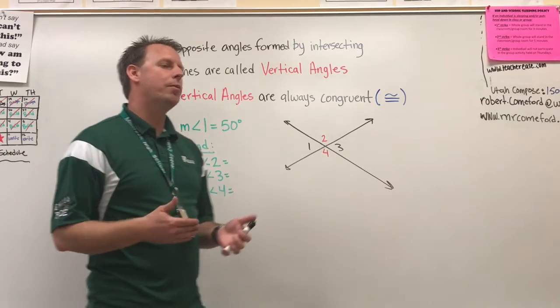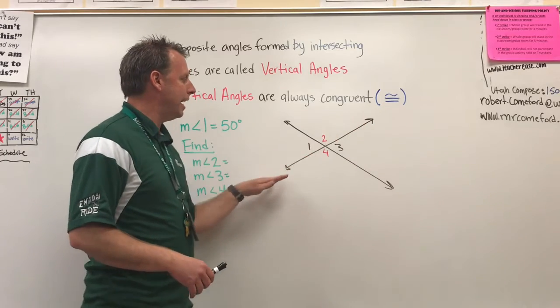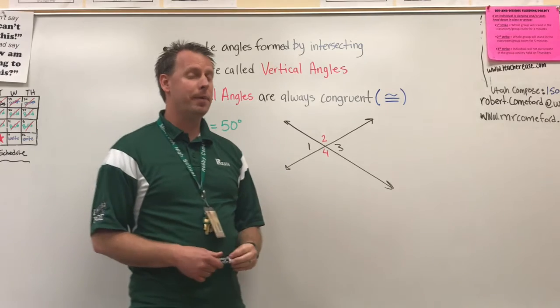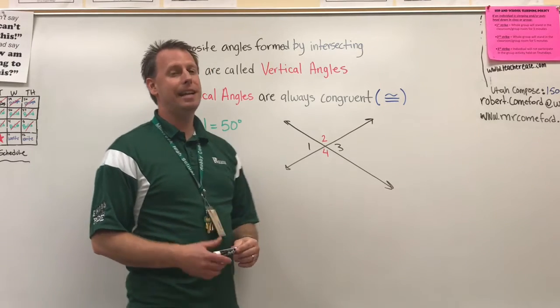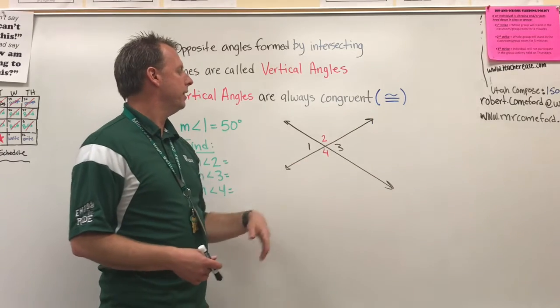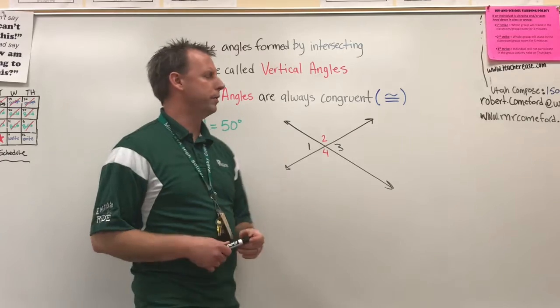And we're going to use something that we've talked about in the past as well. Remember a straight line, two angles that form a straight line are called supplementary angles, and they add up to 180 degrees. So we're also going to use that today. So straight lines, 180 degrees, and vertical angles are congruent, right?